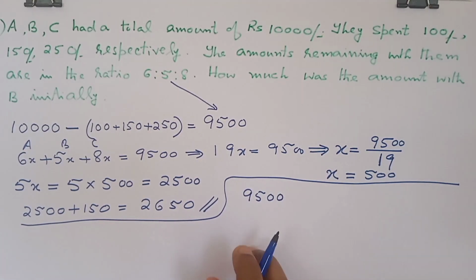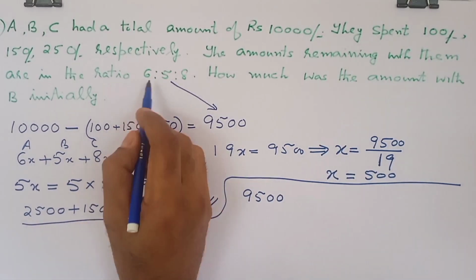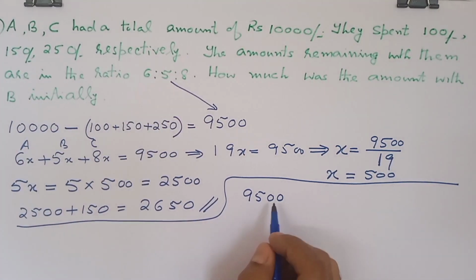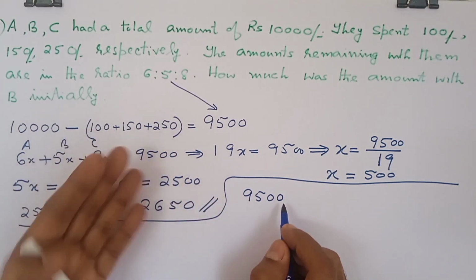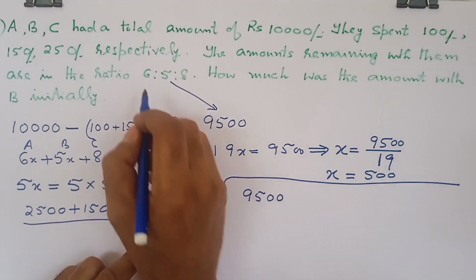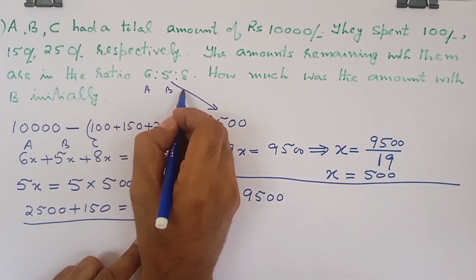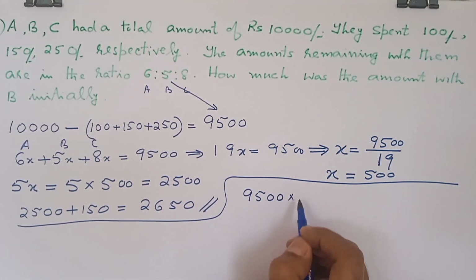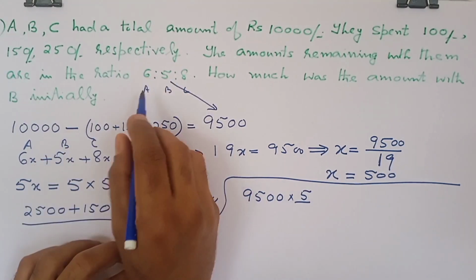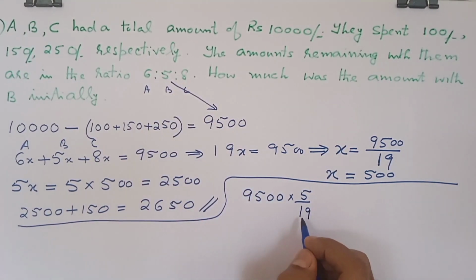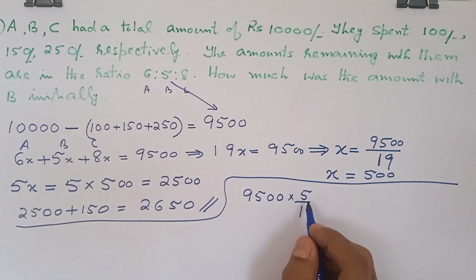9,500. Now, 9,500 is divided in this ratio. They are asking us to find out what B had. So, you just divide this amount in that ratio and find out how much is the value of B. This is actually A, B, C. This ratio means what? If you add up all the numbers in the ratio, 19. If the total amount is 19, B gets 5. That's the meaning of this ratio.